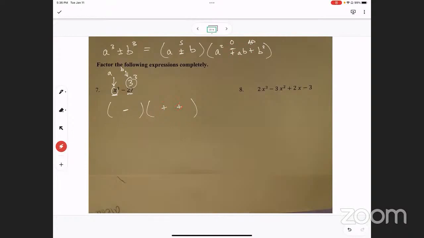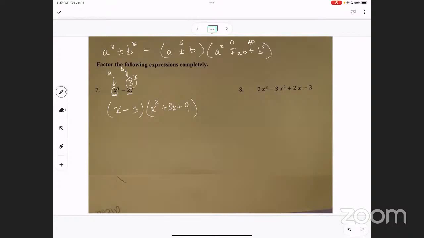Now I take those A, B, and C and I just write them in. My A is X, right? And my B is 3. So A squared goes here, B squared, which is 9, goes there, and A times B goes in the middle. And then if you actually multiply that out, you would see that it does multiply out and give you X cubed minus 27.